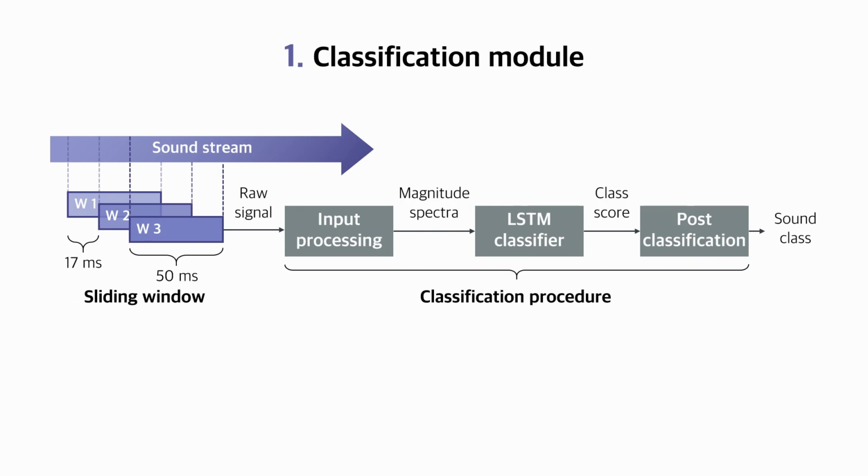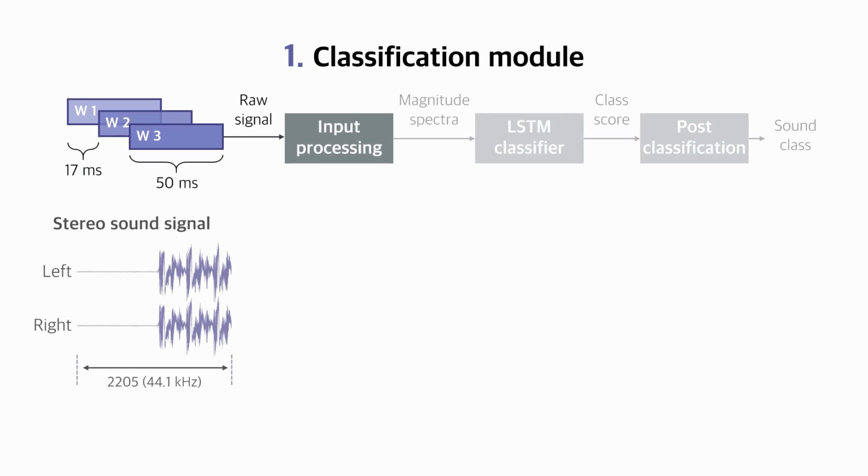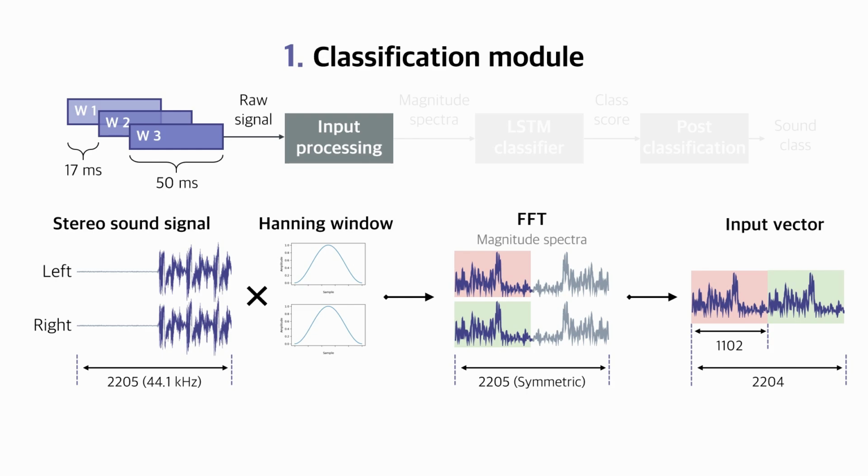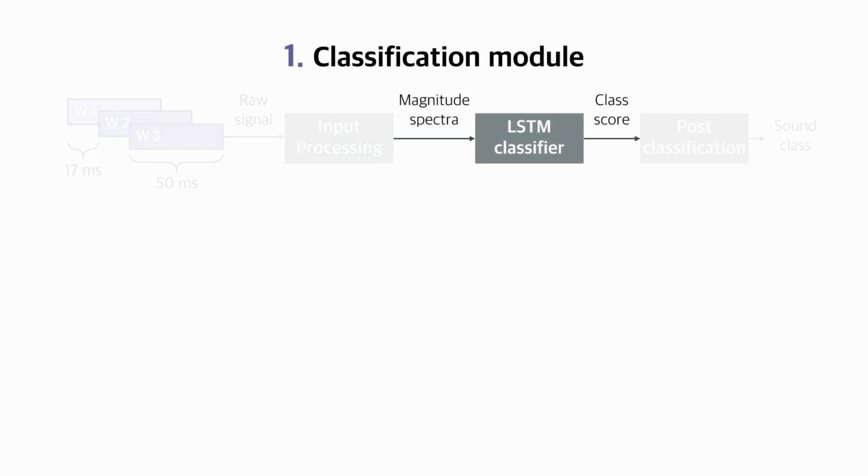The classification module captures 50 millisecond windows of audio every 17 milliseconds, matching the frame rate of 60 frames per second videos. The captured stereo sound signal is transformed into magnitude spectra using a Hanning window and FFT, then concatenated to form an input vector. We implemented an LSTM classifier to calculate scores for each sound class.